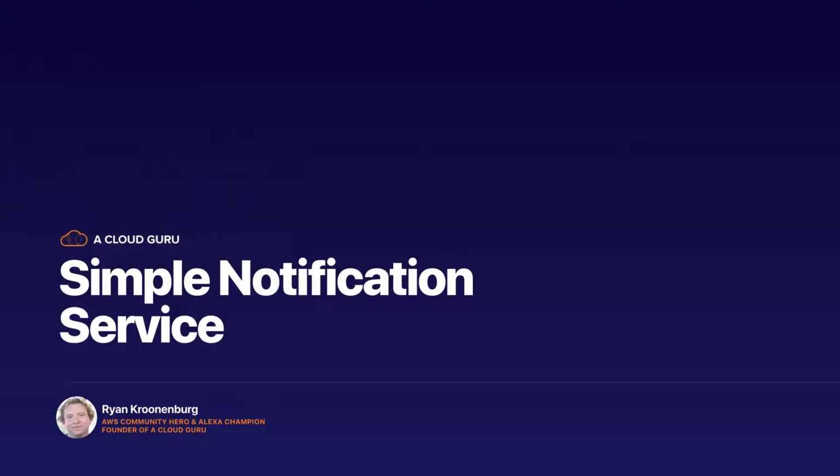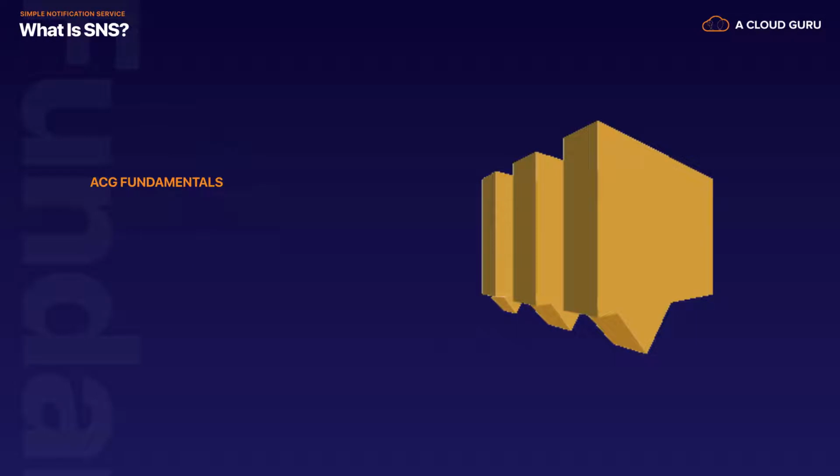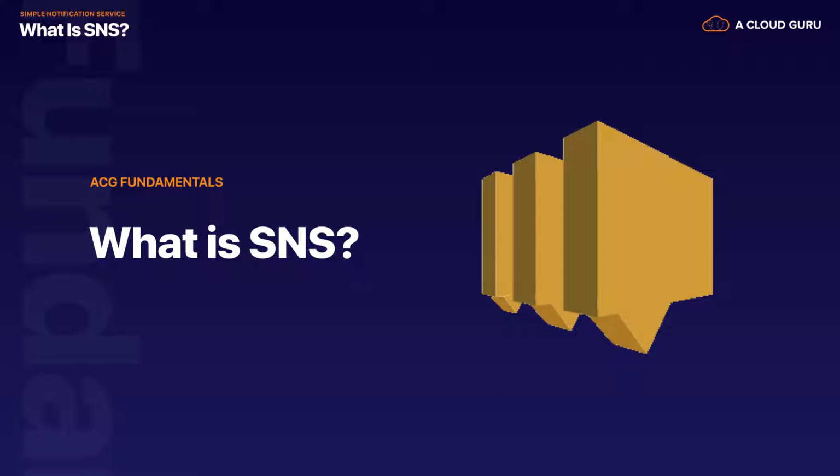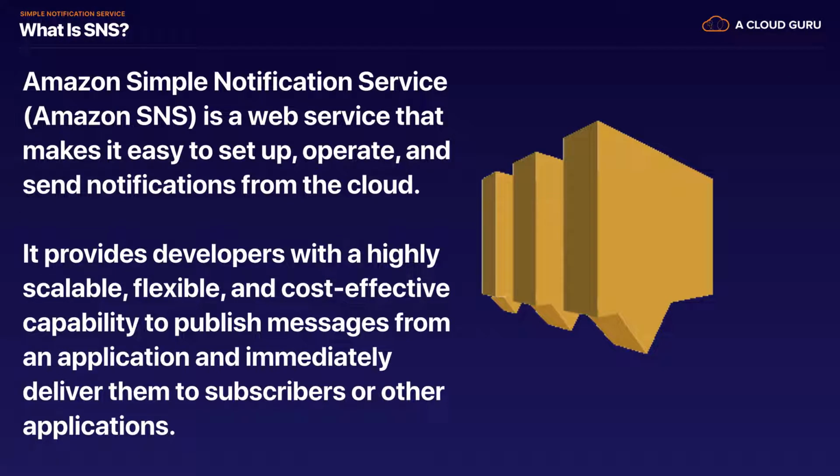In this lecture, we're going to look at Simple Notification Service, or SNS. So what is SNS? I'm sure most of you know what it is by now. We did look at it when we set up a billing alert for our AWS environment. But basically, SNS is Simple Notification Service, and it's a web service that makes it easy to set up, operate, and send notifications from the cloud.